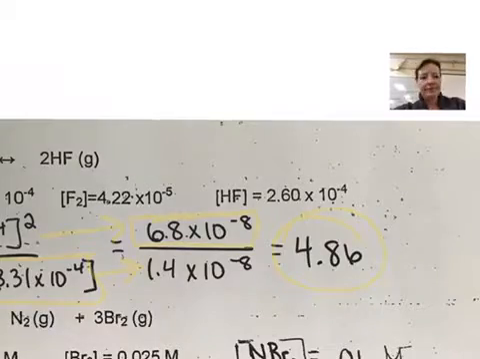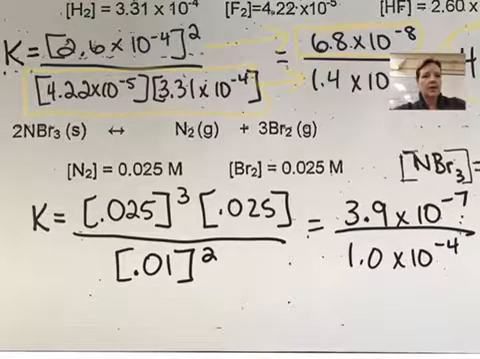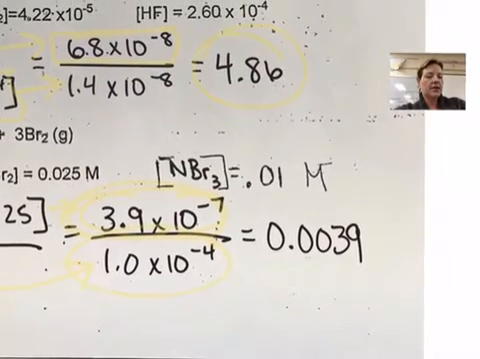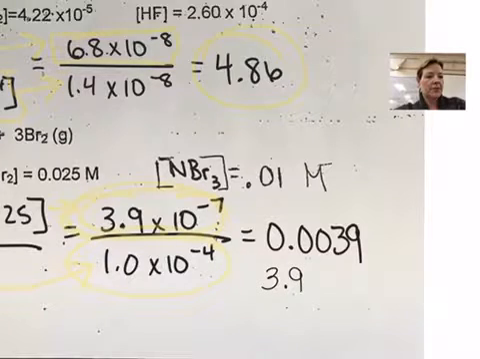On number 5, I've got my setup. First I solve for my numerator, so 0.025 to the third power times 0.025 is going to get this number up here, and then 0.01 to the second power is going to get this number right here. I then solve, and you should get 0.0039. We do want 2 significant digits. If you put it in scientific notation, it would be 3.9 times 10 to the negative 3rd power.